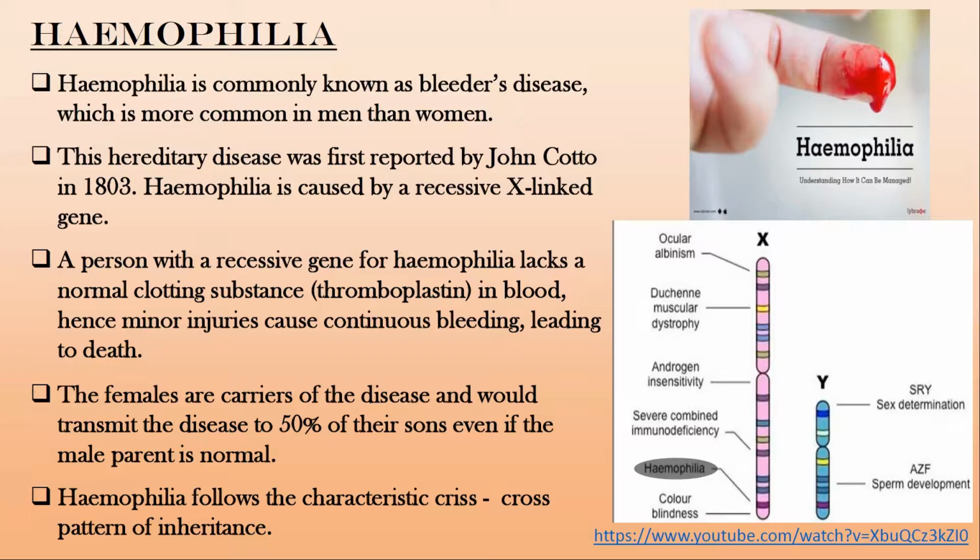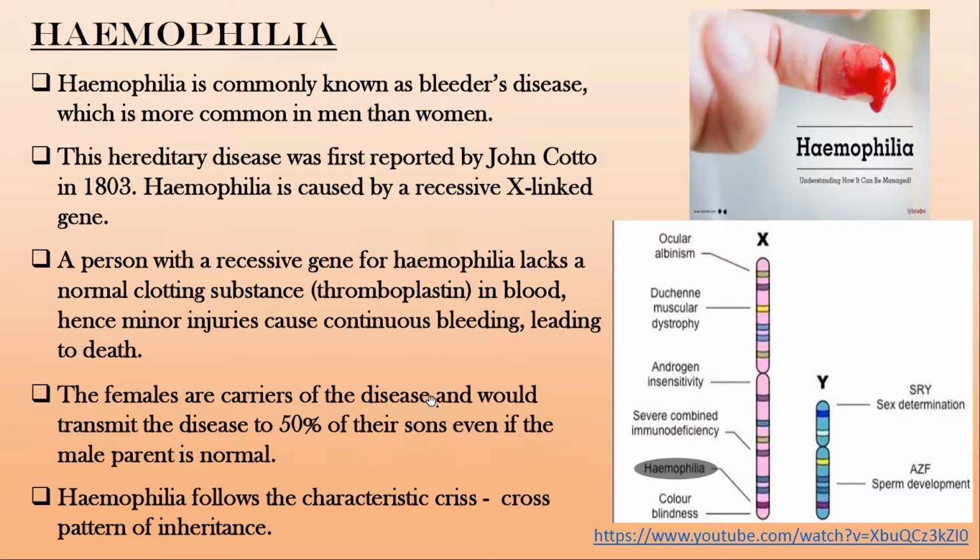What is hemophilia? It is commonly known as bleeder's disease. This is very common in men than in women. This hereditary disease was first reported by John Cato in 1803 and it is caused by a recessive X-linked gene. When a person carries the recessive gene for hemophilia, they lack the normal clotting substance known as thromboplastin. Thromboplastin is essential for clotting of the blood. Hence, even in minor injuries, they will bleed continuously, which may also lead to death.